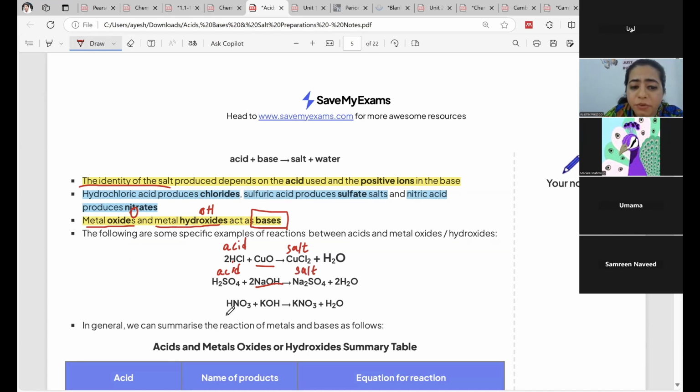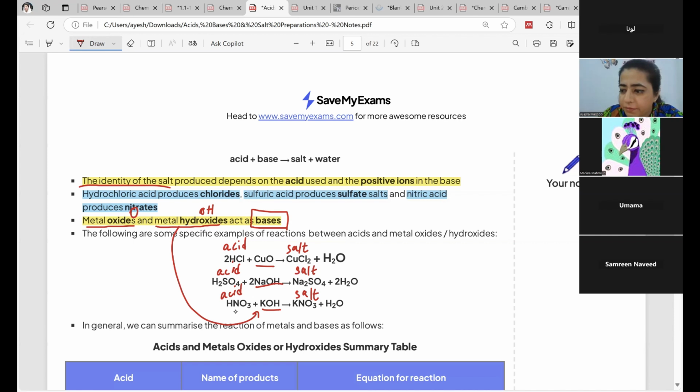Then we have HNO3, nitric acid. It is reacting with KOH. OH means hydroxide. K means potassium. So potassium hydroxide is making potassium nitrate salt with water. Okay, so like this, we have some of the neutralization reactions.